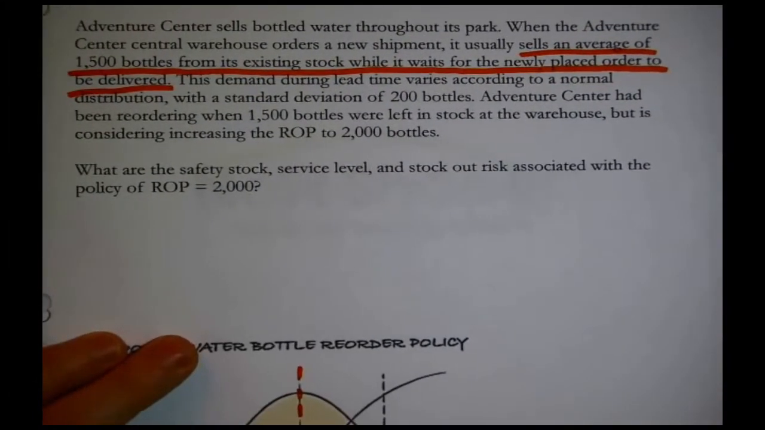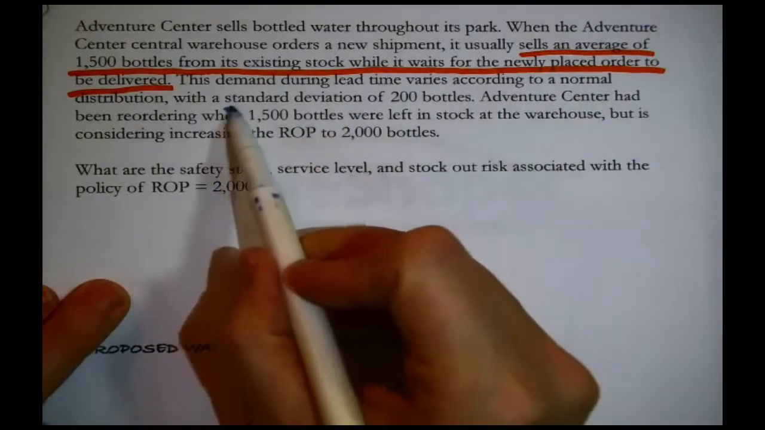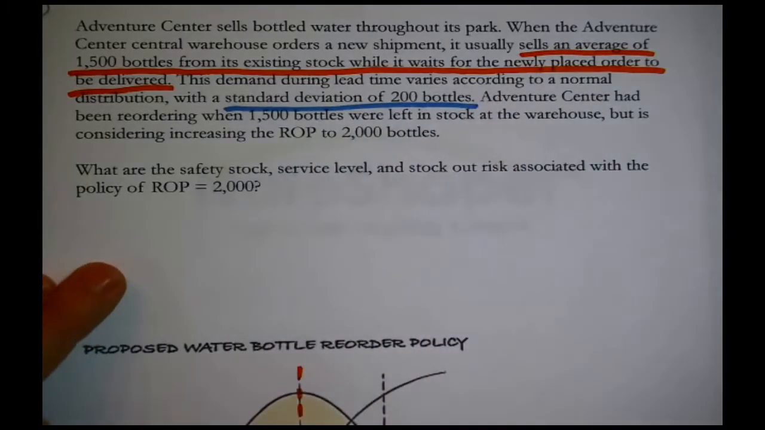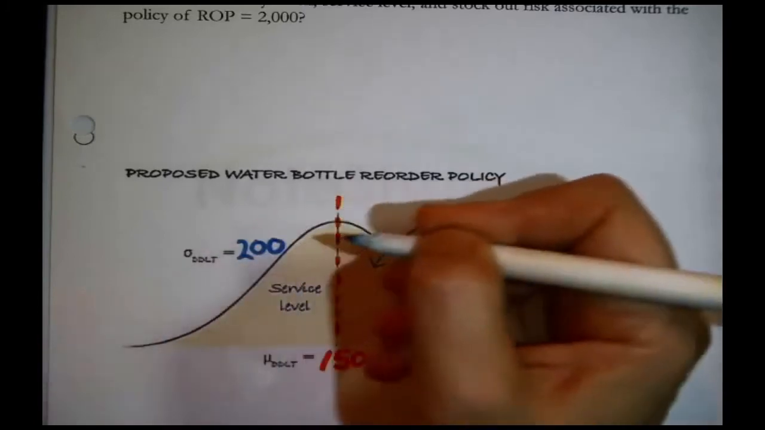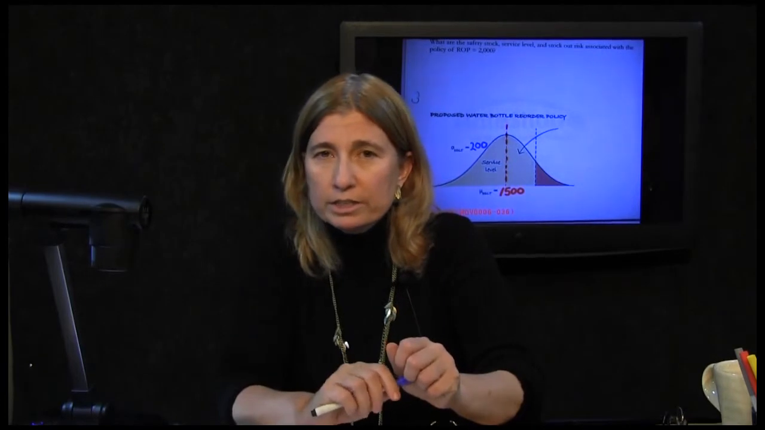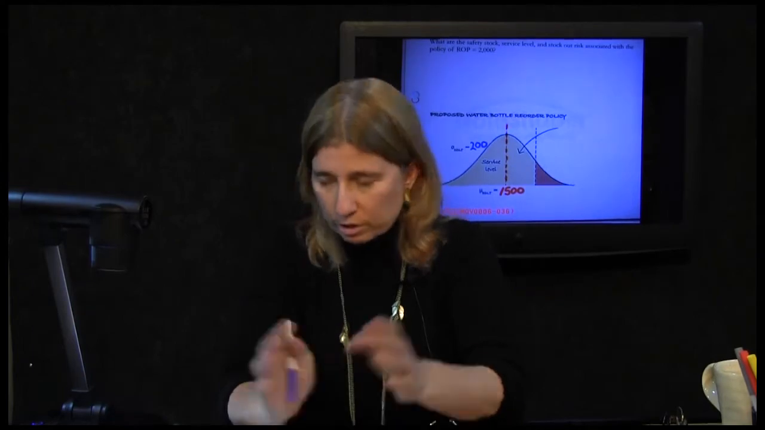Let's go back. This demand during lead time varies, yes, we know, according to a normal distribution, with a standard deviation of 200 bottles. That is the other thing that we needed, because you can completely describe any normal distribution anywhere if you know its mean and its standard deviation. And so the normal distribution that describes the variation in how much bottled water you need during Adventure Center's lead time, we just captured it. The center is 1,500, standard deviation is 200. All right, I got that.